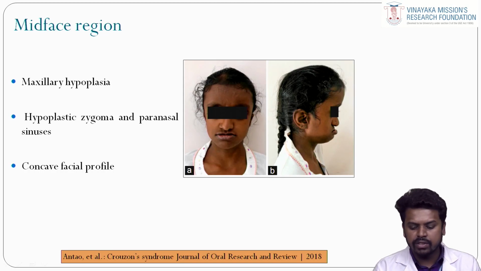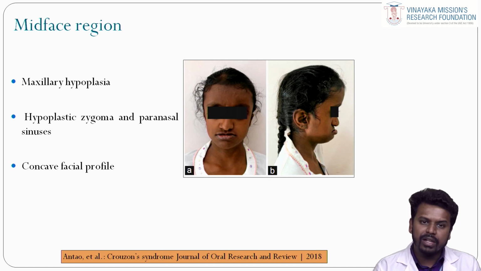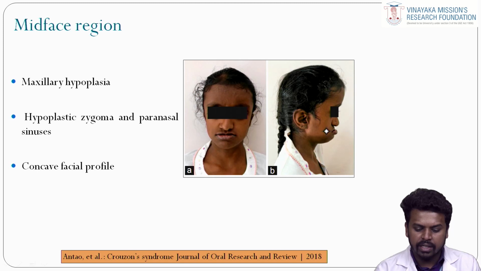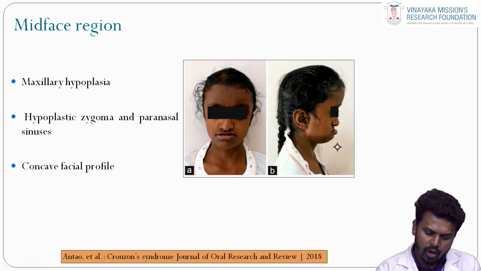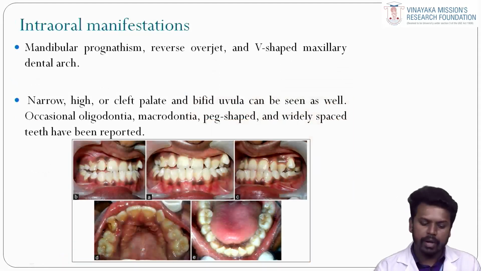We have seen cranial features and ocular features. We are going to see the mid-face. In the mid-face region there will be maxillary hypoplasia. You could see the maxilla is deficient here, and the hypoplastic zygoma; zygomatic malar prominence is absent in this case. The patient has maxillary hypoplasia, a hypoplastic zygoma and paranasal sinuses, and a concave facial profile.